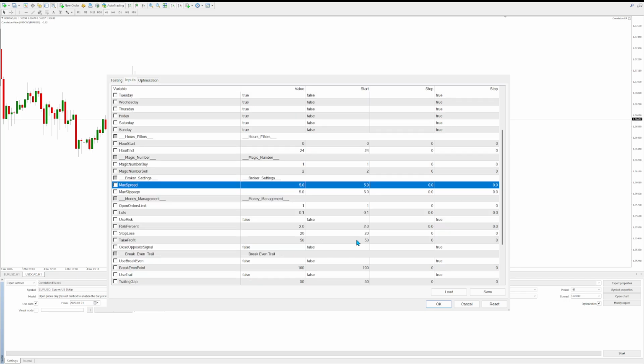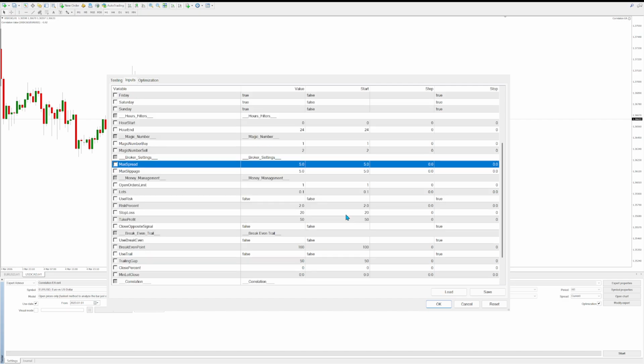Maximum spread, maximum slippage, again, self-explanatory. These are values in pips. The EA will not trade if the spread or slippage is greater than these values, which helps to prevent trading in unfavorable market conditions.